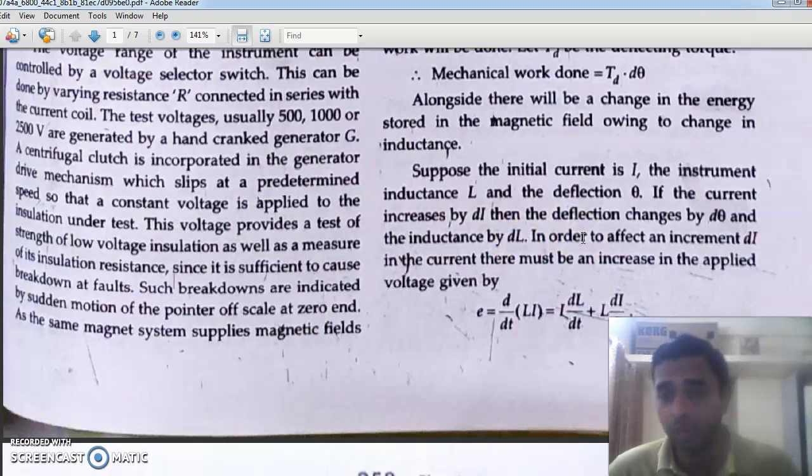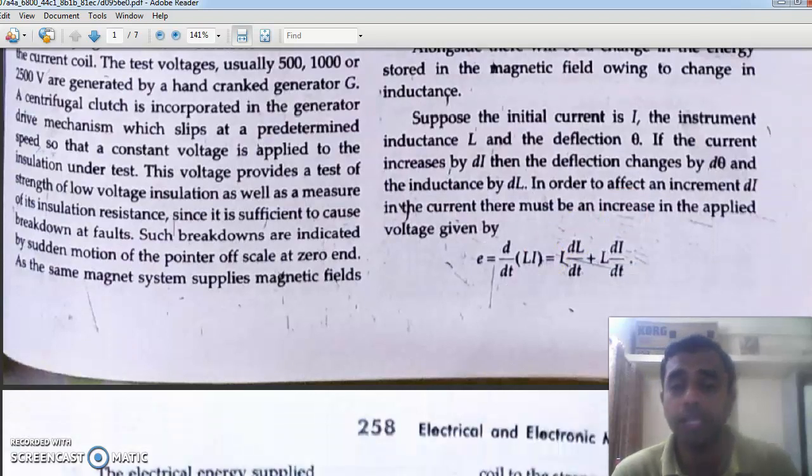In order to effect an increment di, current will increase only when there is an increase in potential difference or voltage. So to increase current from I to I plus di, there should be some increase in voltage. And what is the increase in applied voltage? Increase in applied voltage is nothing but E is equal to d by dt of Li. We are very familiar with this equation, and we have taken L outside in fundamentals of AC, because L was considered as constant, but here L is not at all a constant. So E is equal to d by dt of Li, that is I into dL by dt plus L into di by dt. Okay, expanding.